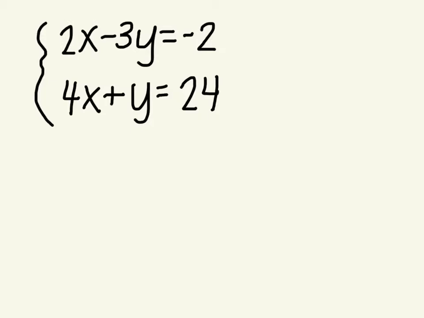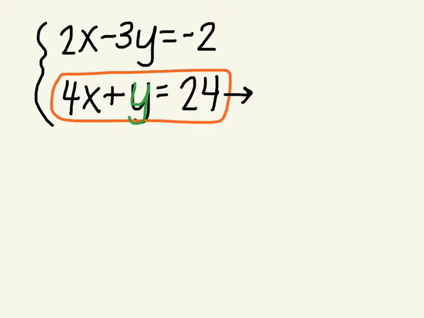We have 2x minus 3y equals negative 2. This is in standard form. We have 4x plus y equals 24. This is also in standard form. I'm going to choose this equation, and I am going to choose that we are solving for y.